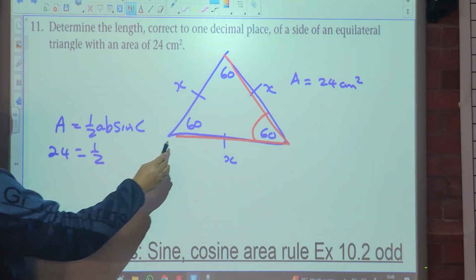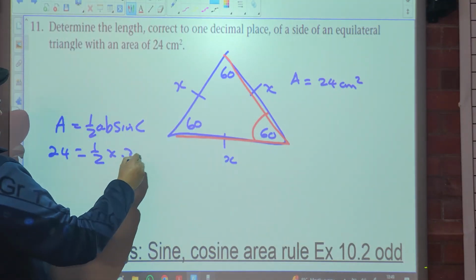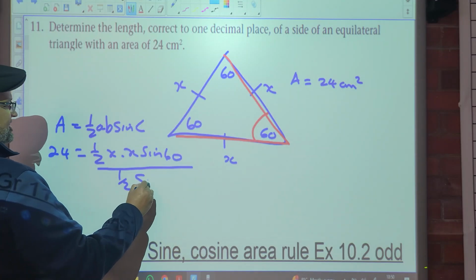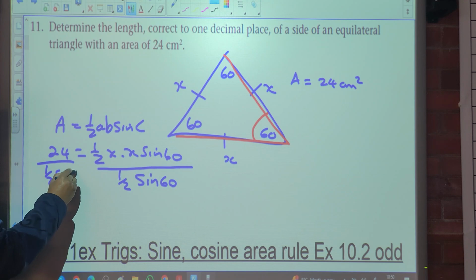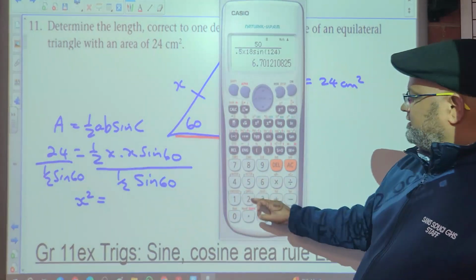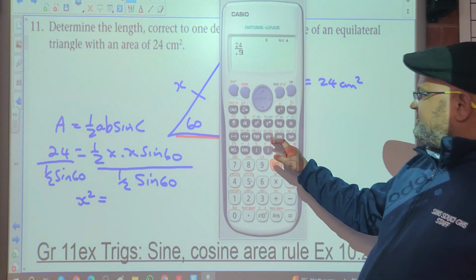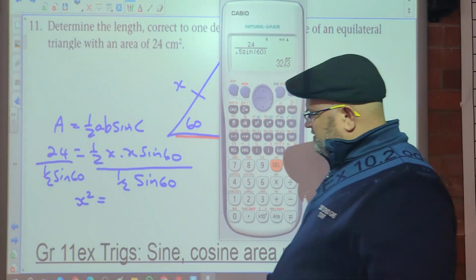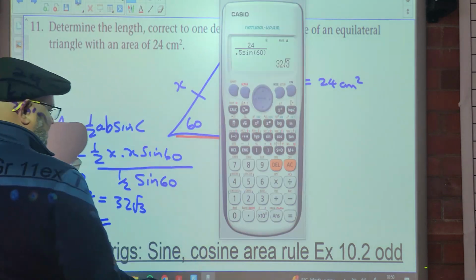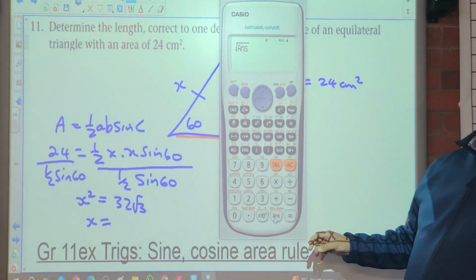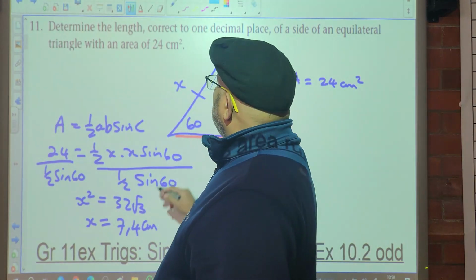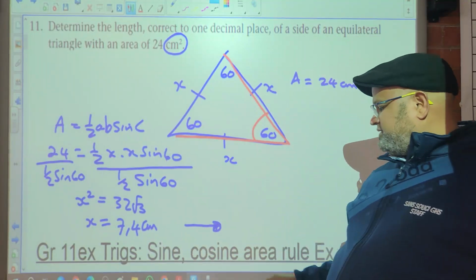24 is equal to half. What is a? x. b? x. Sine of 60. To get x squared on its own, I'm going to divide by half sine 60 both sides. Okay, so x squared is equal to, as x times x is x squared, 24 over 0.5 sine 60. Is that 32 root 3? And then the square root thereof. We would normally go plus minus, but not in this case, because we are referring to length, and length is not negative. 7 comma 4. Is that correct? Yes. 7 comma 4. Since that is in centimeters squared, the length must be in centimeters.